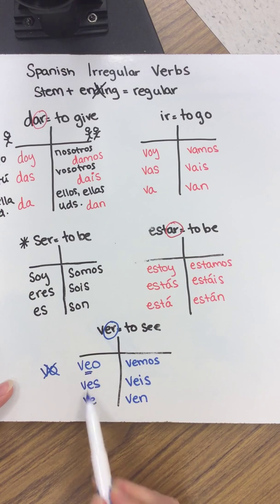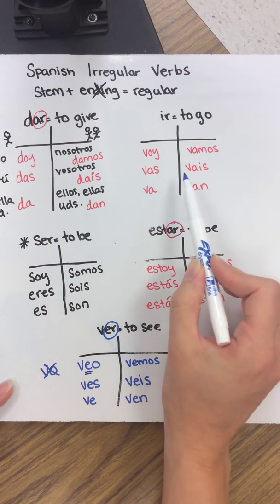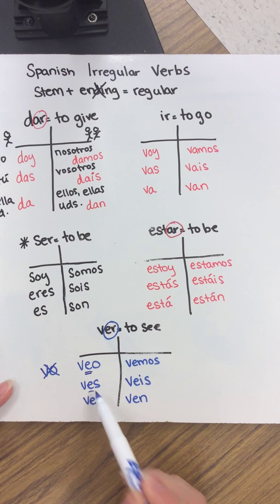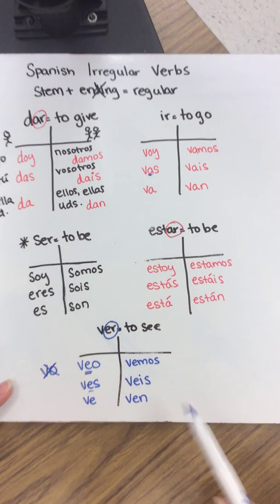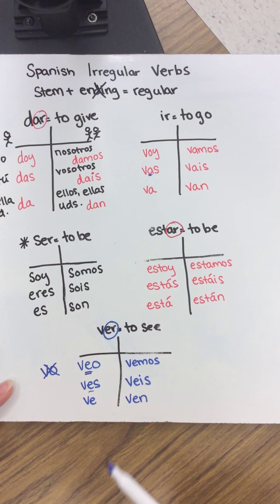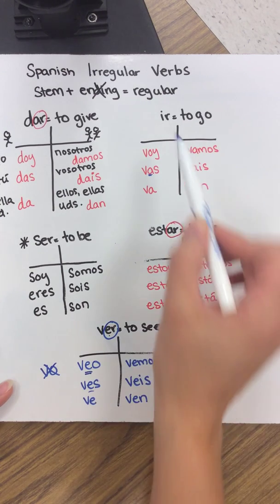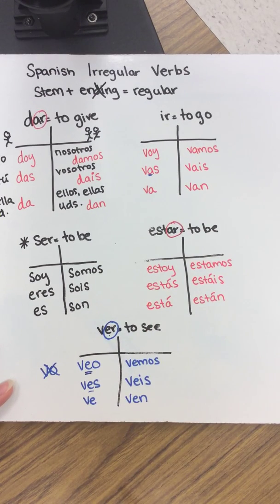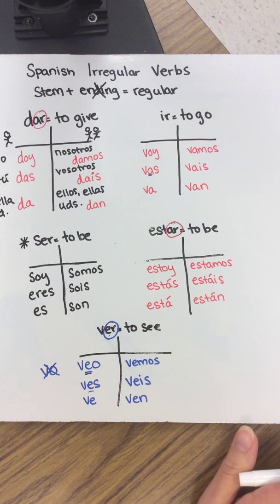You'll notice that it has the exact same conjugations as ir, except it's conjugated with e's instead of a's. So make sure that you understand the difference between ver with an e and ir conjugated with a's. Those are the Spanish irregular verbs.